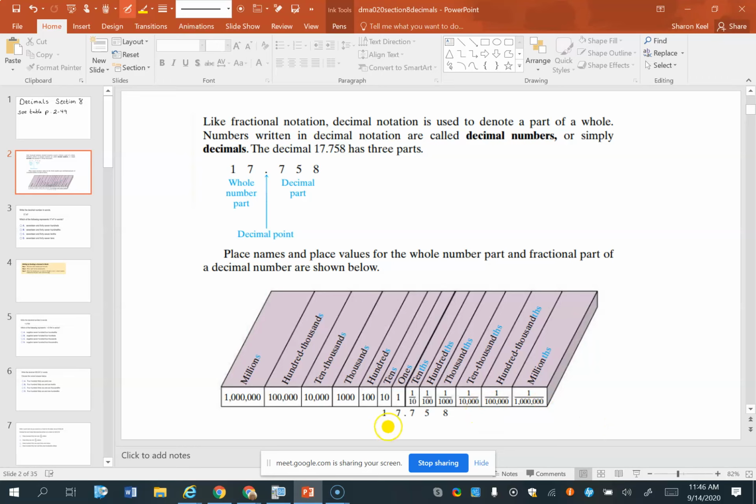If I were to look at this, we have the number 17. So we read the whole number 17 first. And I would read this numeral in the same way I would read a whole number, 758. And then I count the place value. The 8 is in the place value for the thousandths. So this would be 17 and 758 thousandths would be the way we would write that in word form, or the way that we would read that.